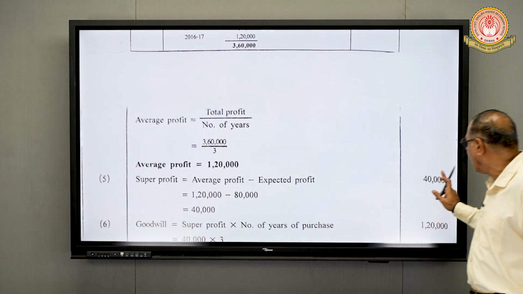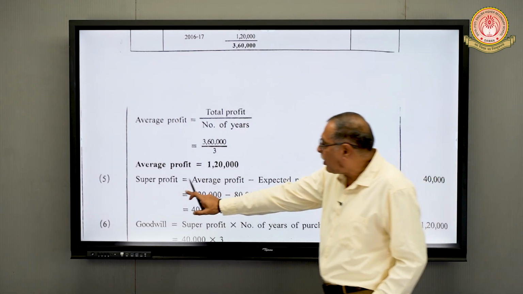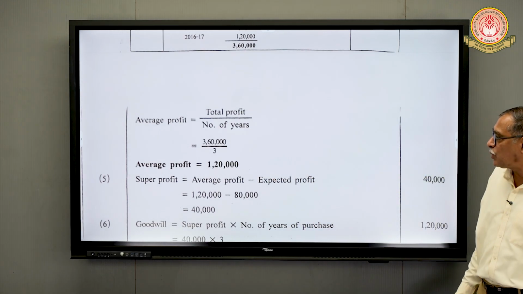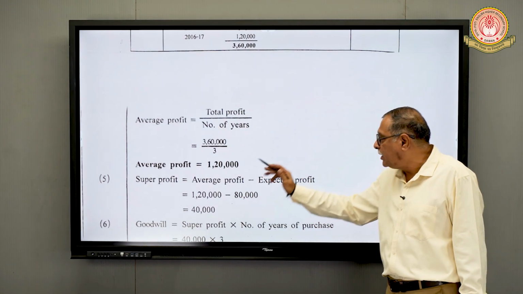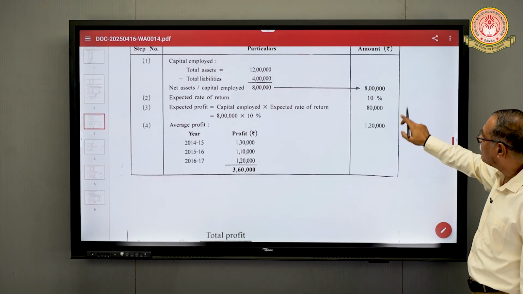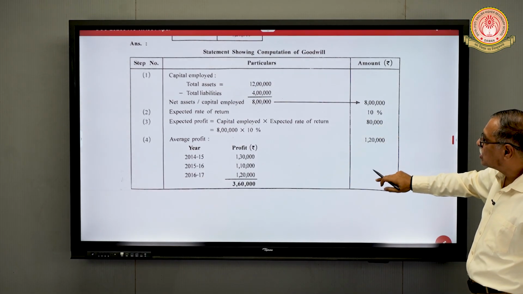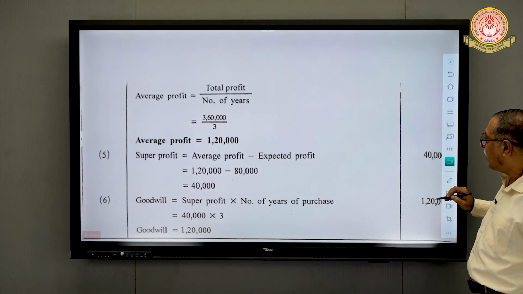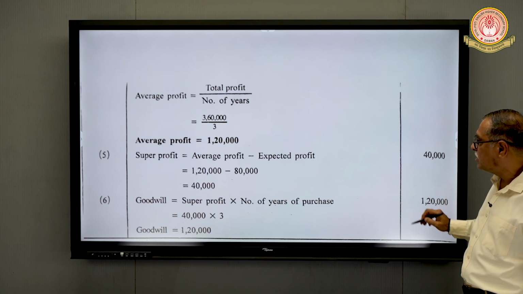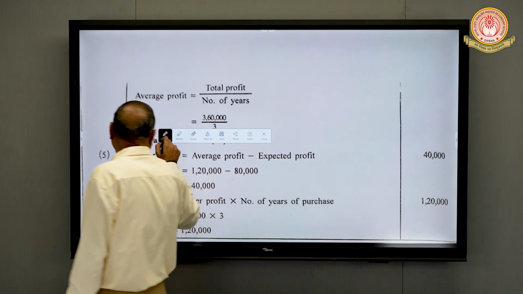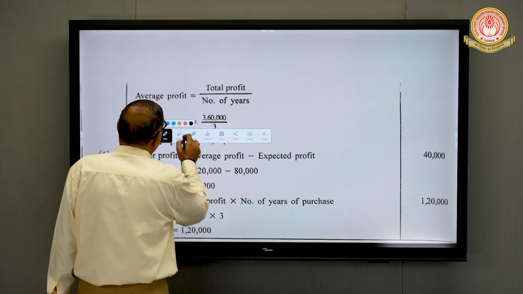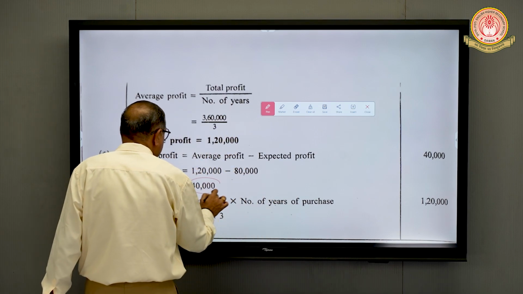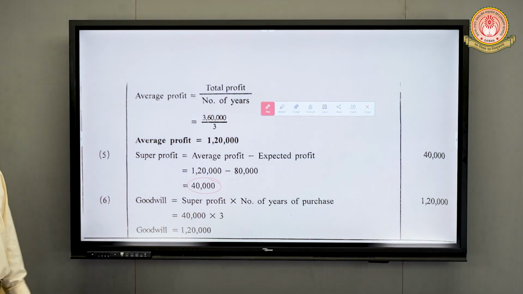So the average profit is 1,20,000 and super profit from the formula is average profit minus expected profit. The average profit we have calculated is 120, and previously we calculated 80,000. So 120 minus 80,000, what does it come to? 40,000. So the super profit is 40,000.